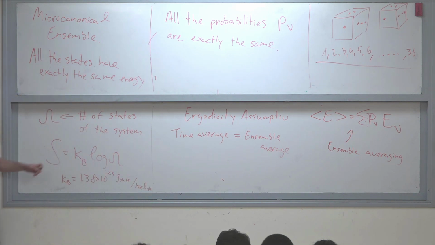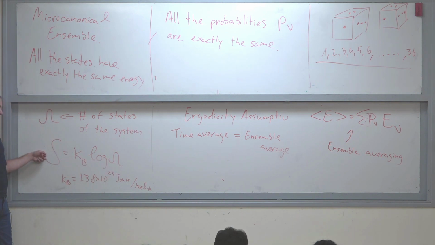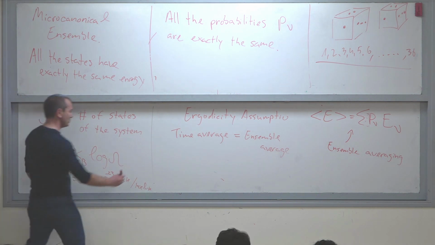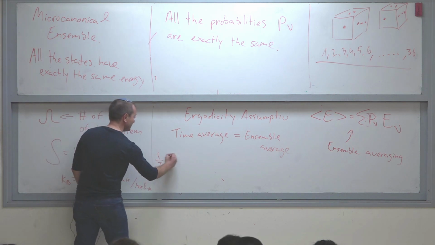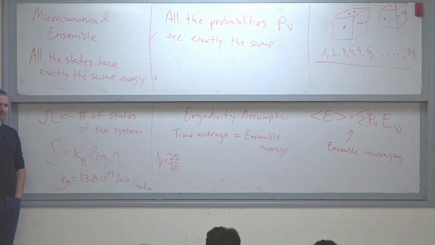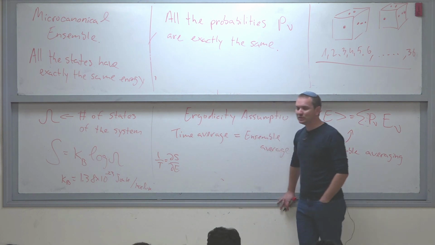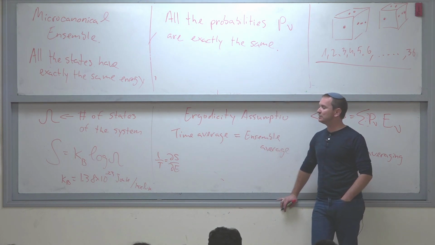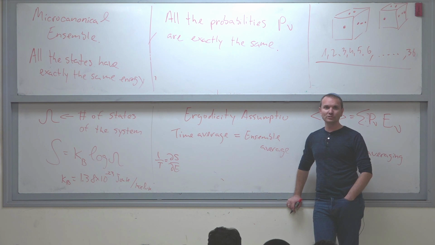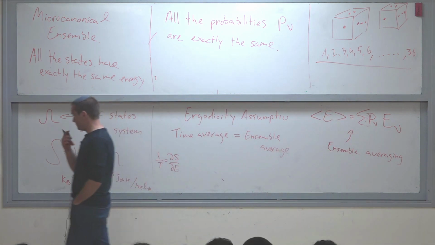Why do I need this constant? A log of a number is a number. But entropy has some units. We know that 1 over T is dS over dE, so it has to have Joule over Kelvin units. This is why we introduced a specific constant called the Boltzmann constant, which will agree to a specific scale.